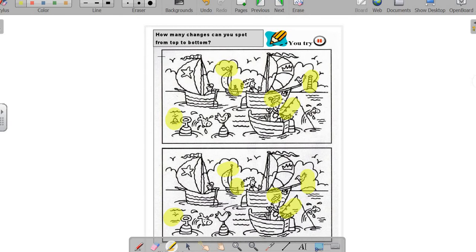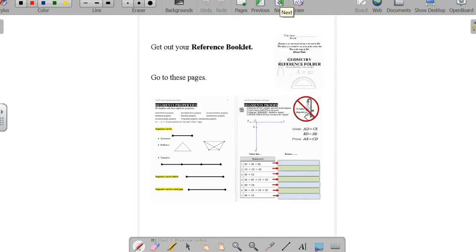Alrighty, students, take a look. See if you spotted all the ones I did, and if you happen to have spotted one that I missed, please let me know. So that part of your brain that asks, what is the difference? What is different? What is different? That's the part of your brain that we need online right now. That's why we did this.